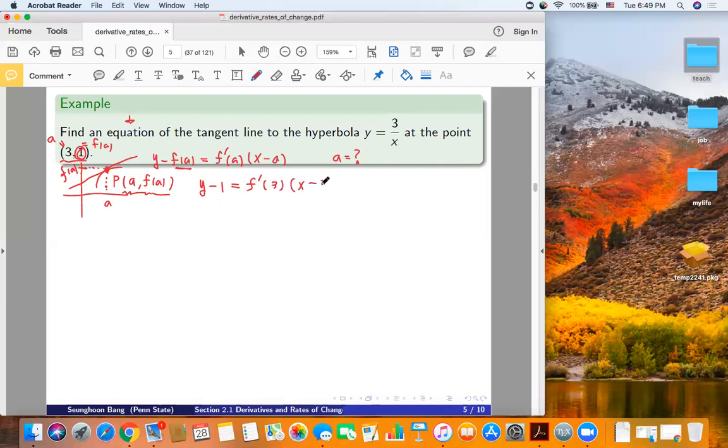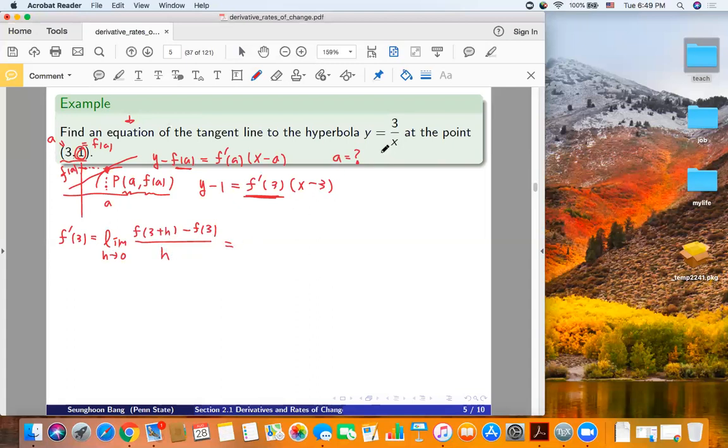X minus 3. This is like the exact equation. How can you find f prime of 3? So we use this one. F prime of 3, you can use the limit definition: limit as h approaches 0 of f of 3 plus h minus f of 3, over h. This is the idea.